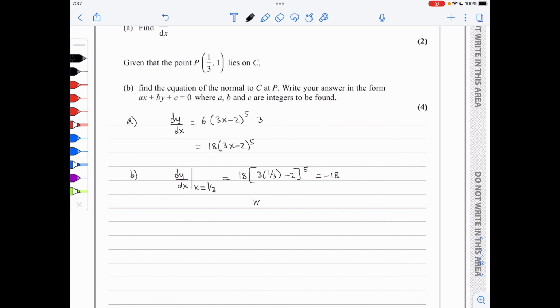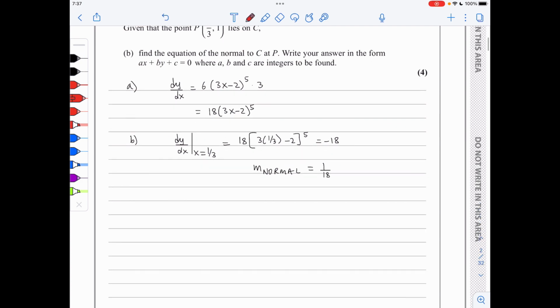We are looking for the normal, so the gradient of the normal will be 1/18. And therefore, to find the equation of the normal, I'll be using y - y1 = m(x - x1). I'm substituting here y - 1 = 1/18 (x - 1/3). I still need to get my answer in the form ax + by + c = 0 with a, b, and c being integers.